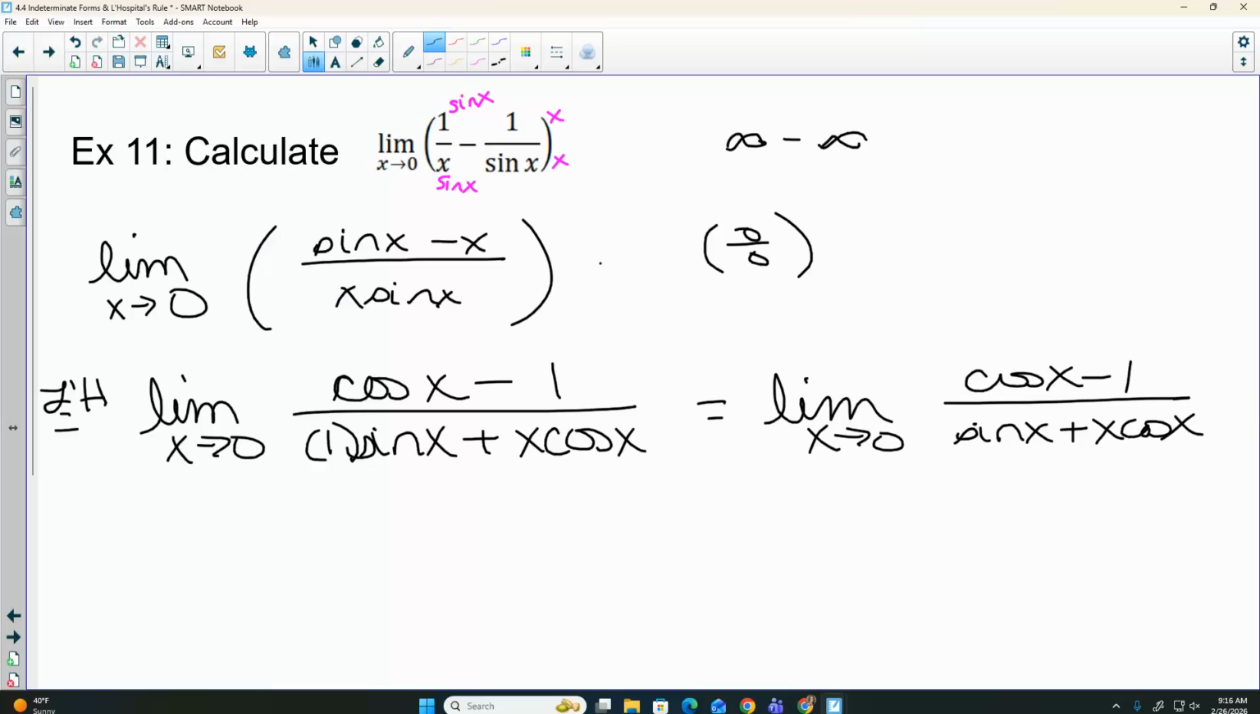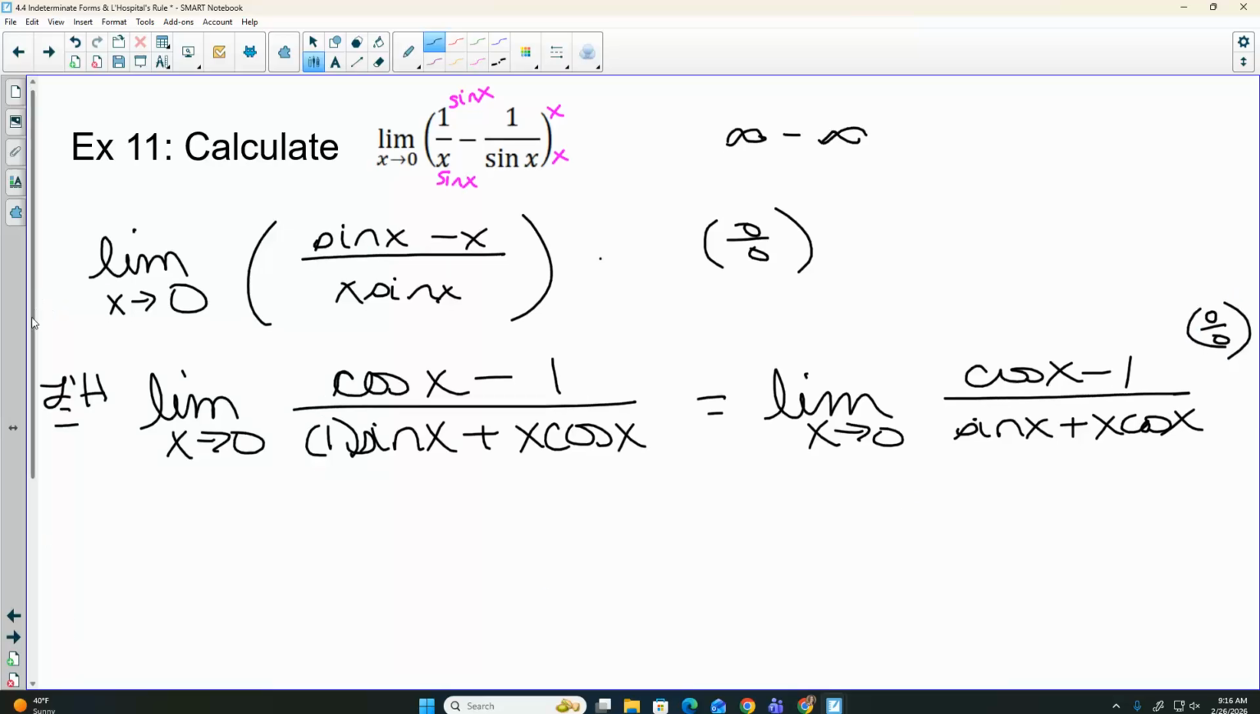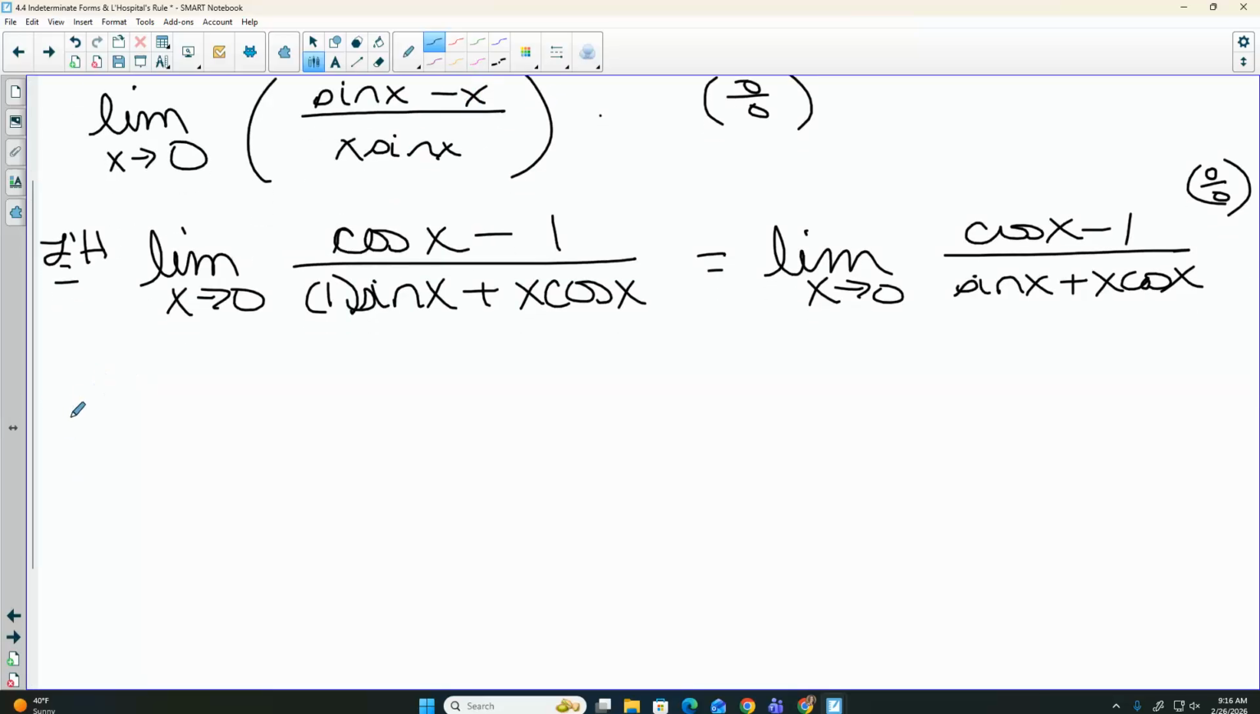Okay. If I plug in right now, cosine of 0 is 1. So we have 1 minus 1, which is 0. On the bottom, sine of 0 is 0. So we have 0 plus 0, which is 0. So what does that tell me? L'Hopital's again.